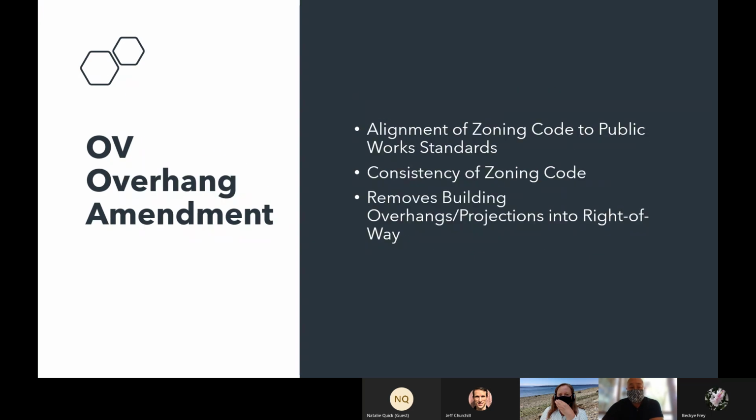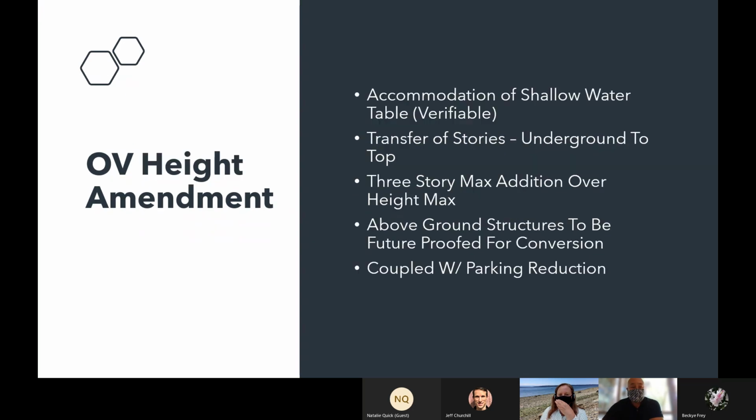In terms of the Overlake Height Amendment, this was needed to accommodate shallow groundwater in the Overlake Village. This essentially allows you to take the stories that were needed subterranean and put them on top of your building, to a max of 3 stories above the maximum height limit in that particular zone.